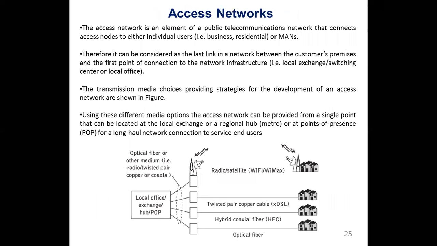And next comes the access networks. The access network is an element of PSTN, and it connects access nodes to the individual users or MANs, and therefore it is the last link of the network between customers' premises and the first connection to the network infrastructure. The transmission media choices providing strategies for the development of an access network are shown in the diagram. Using these different options, the access network can be provided from a single point that can be located at some local exchange or a regional hub, or at points of presence for a long haul network connecting end users.